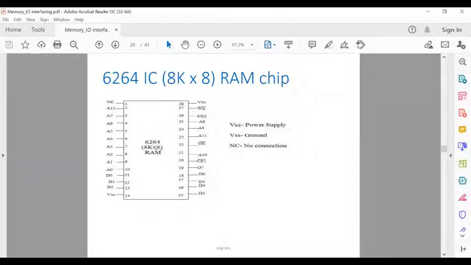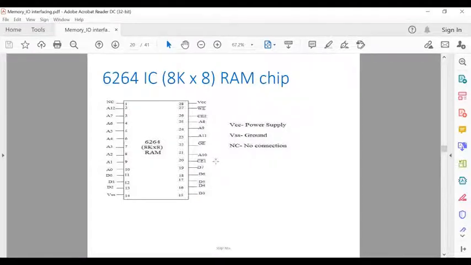Maximum 8 bits of data can be stored in each memory location. So how many memory locations are there? 8000 memory locations are available, and in each memory location only 8 bits can be stored at a time. That's why, when you have to find out how many address lines are required to cover this 8 kilobytes of memory space, it must be 2 to the power 13.